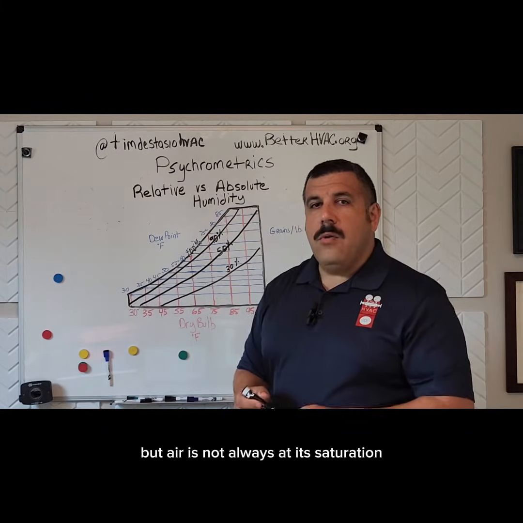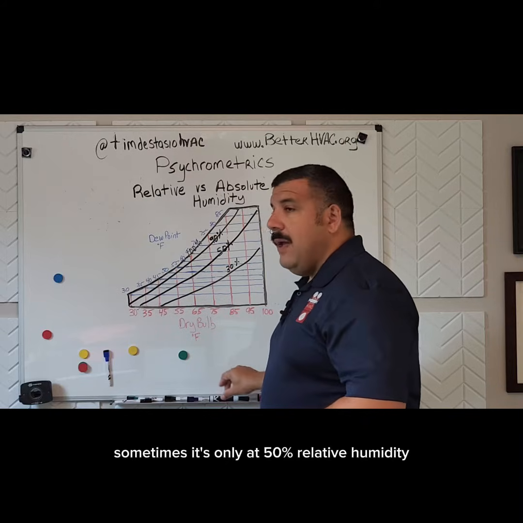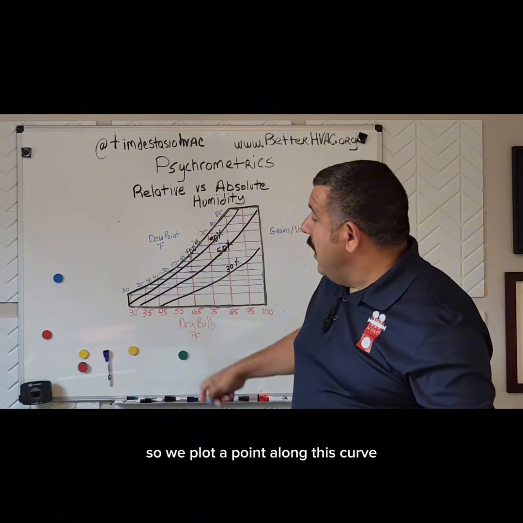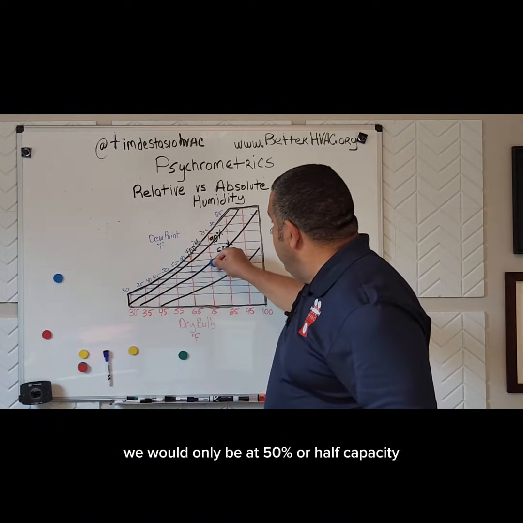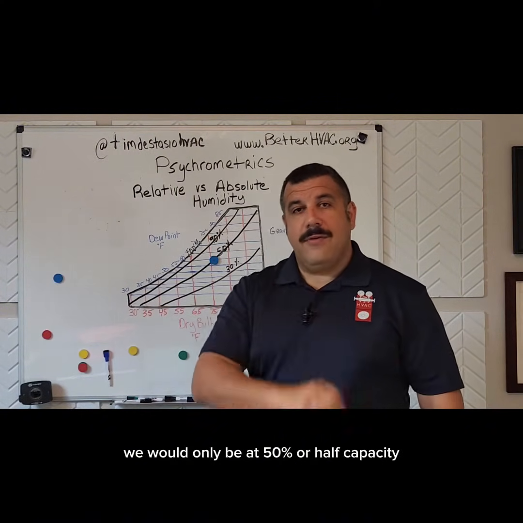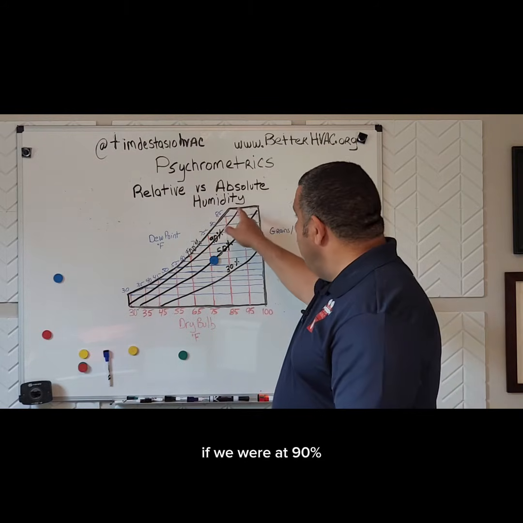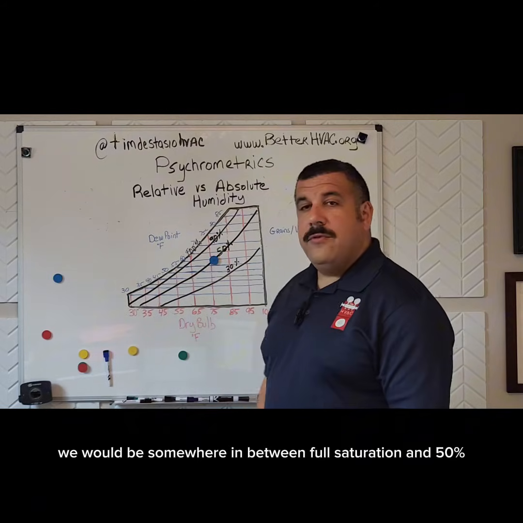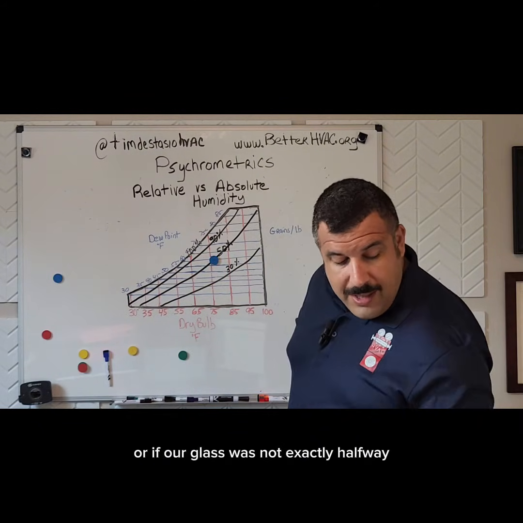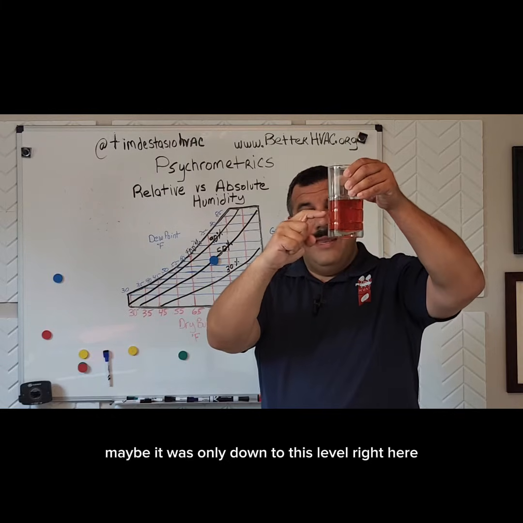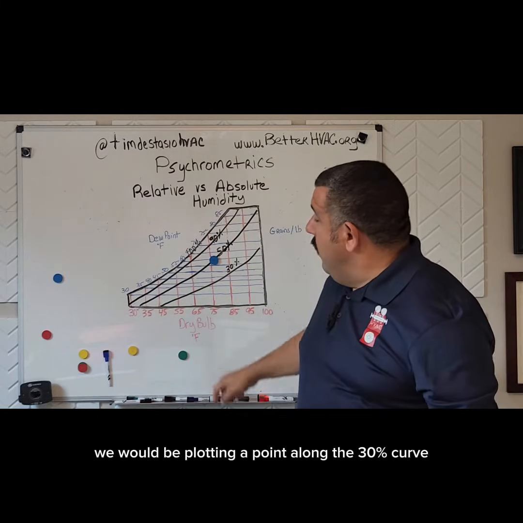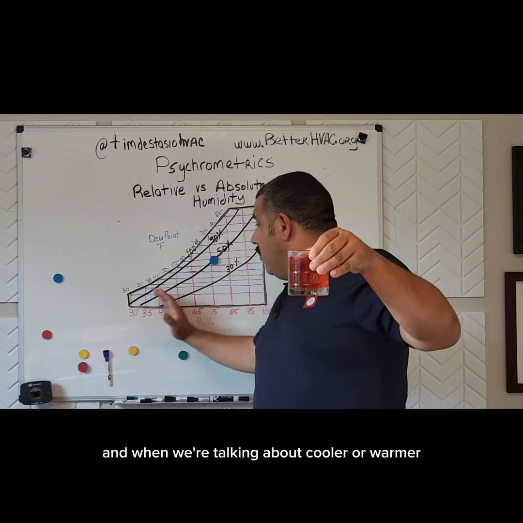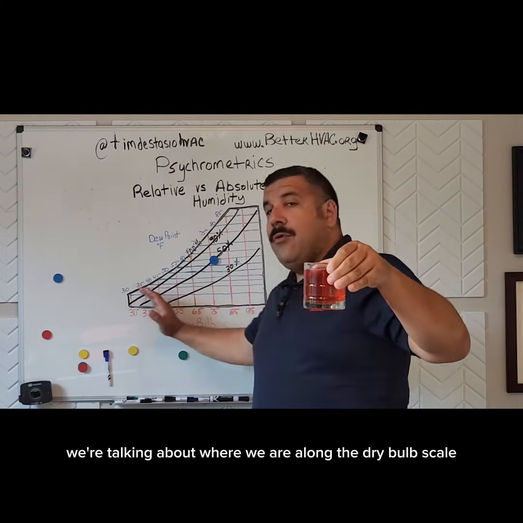But air is not always at its saturation. Sometimes it's only at 50% relative humidity. So when we plot a point along this curve, we would only be at 50% or half capacity. If we were at 90%, we would be somewhere in between full saturation and 50%. Or if our glass was not exactly halfway, maybe it was only down to this level right here, we would be plotting a point along the 30% curve. And when we're talking about cooler or warmer, we're talking about where we are along the dry bulb scale.